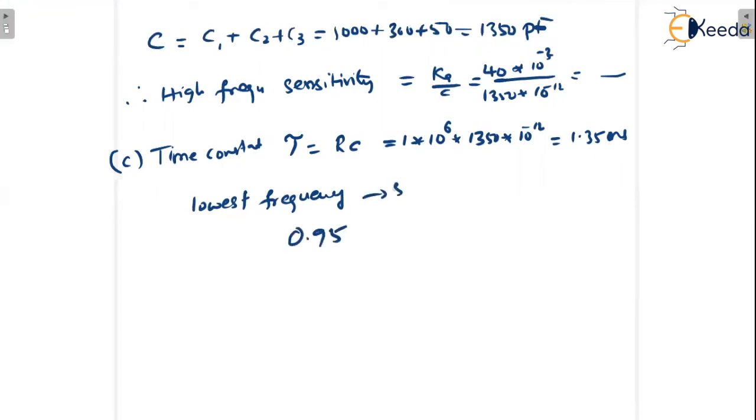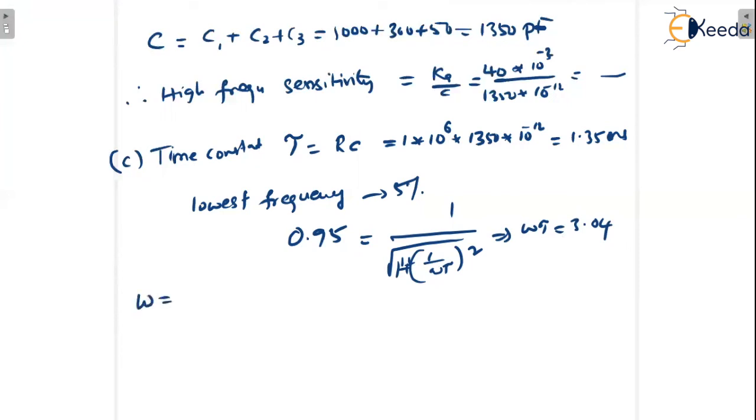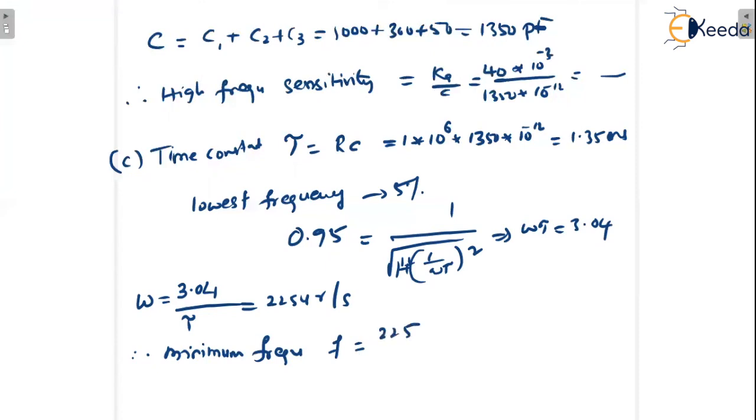And from that, we calculate the lowest frequency. For 5%, it is 0.95 equal to 1 by under root 1 plus (1 by omega tau) whole square. So this will give you omega tau is equal to 3.04. From that, you can find omega as 3.04 by tau. Substitute the value of tau, you'll get 2254 radian per second. Therefore, minimum frequency F is equal to 2254 by 2 pi, which is 358.7 hertz.